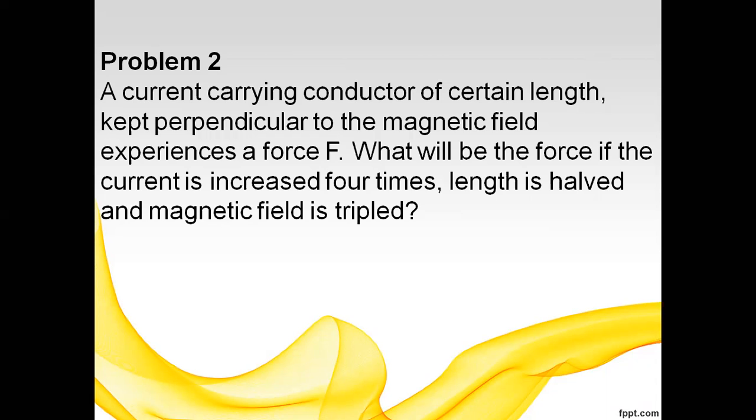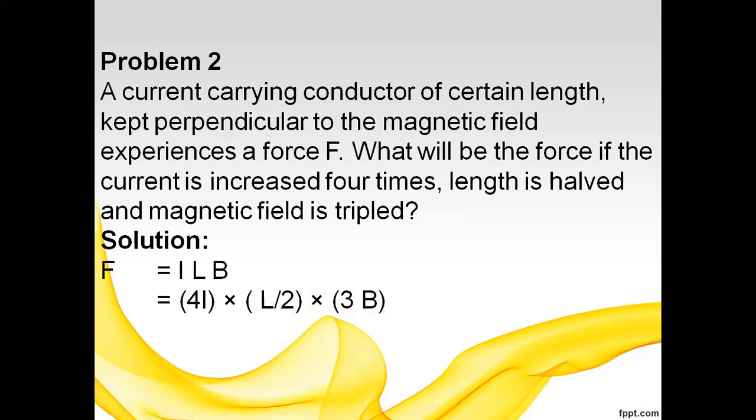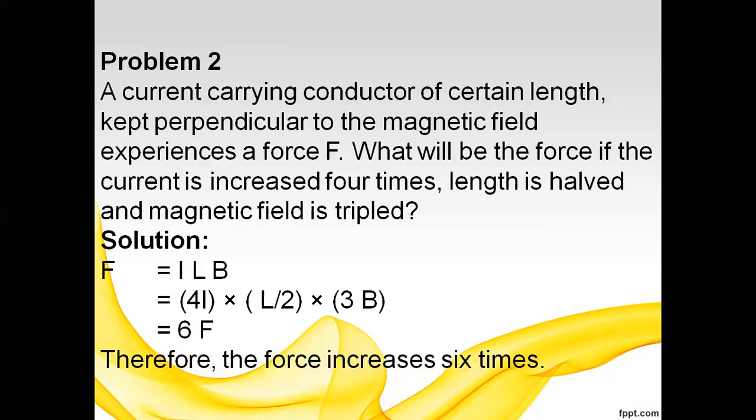So I becomes 4 into I, and the length is halved, that is L divided by 2, and the magnetic field is tripled, so 3 into B. So 4 into 3 into half is 6 times the force. So the force increases 6 times.